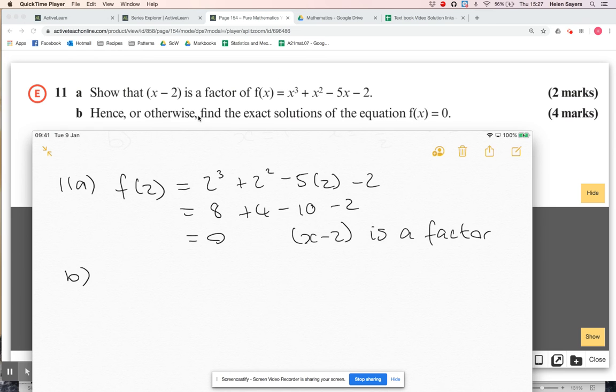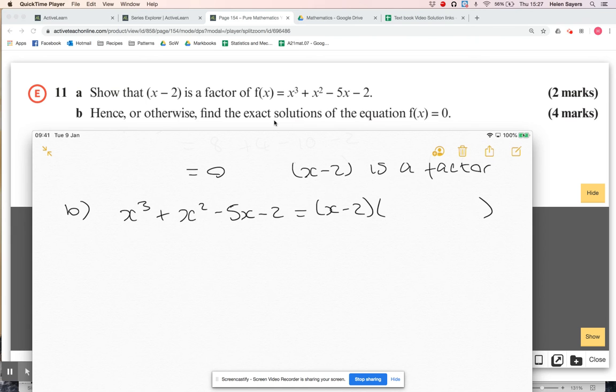Okay, so hence or otherwise, so to be honest, hence is always going to be the way to go. So using this previous answer, find the exact solutions. Okay, so f of x is x cubed plus x squared minus 5x minus 2. And we have just shown that x minus 2 is a factor. So basically I want to find out what that missing quadratic is. So I'll do it by inspection first, and then we'll quickly run through it with the grid method.